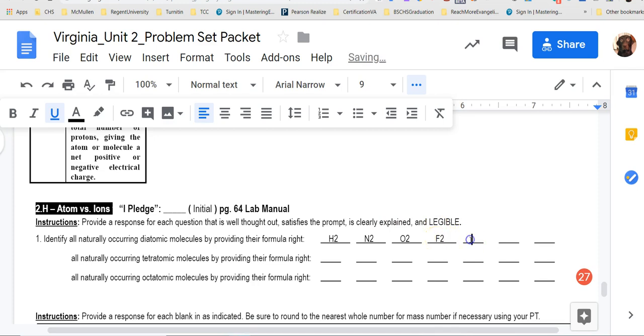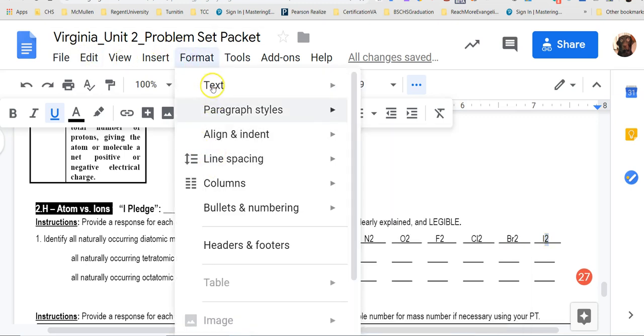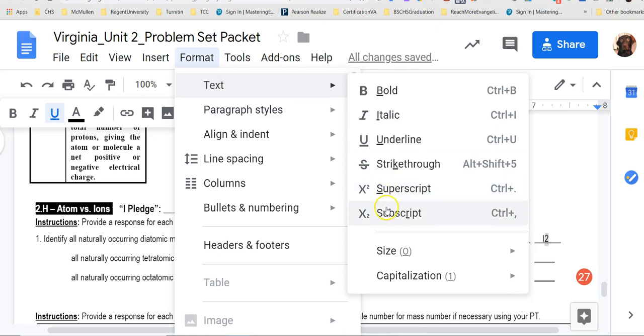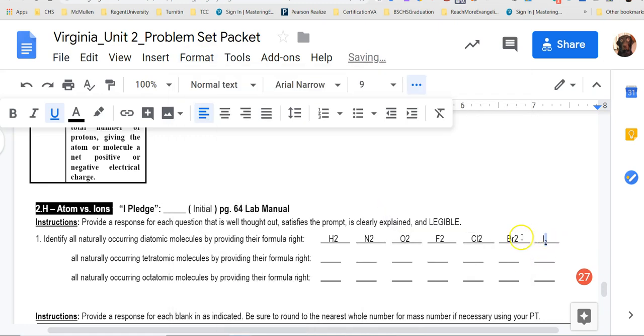F2, Cl2, so that's chlorine, bromine, and iodine. Notice, it's no coincidence that these are halides in the same family, because same families have the same number of valence electrons. And if we were formatting this, we would put it in subscript. So it would look like that for all of them.